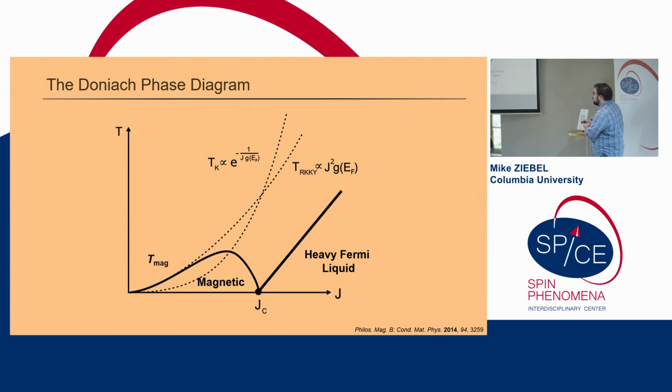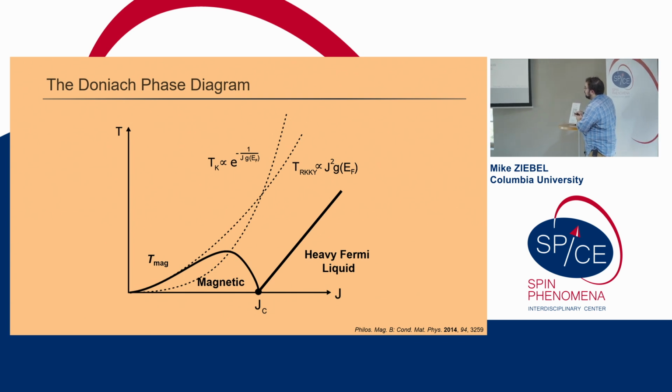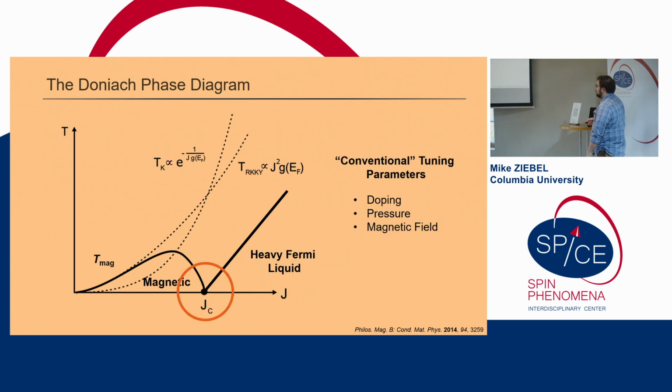So at relatively weak couplings, the RKKY interaction dominates, which gives rise to these magnetic ground states. But as these two exchange terms become comparable, we start to see a suppression of magnetic order, giving rise to this quantum critical point. And then at the strong coupling limit, we have this expectation of a heavy Fermi liquid ground state. And so this is really the regime at the quantum critical point that we want to access, where we suppress magnetic order and can give rise to more interesting phenomena, especially superconductivity.